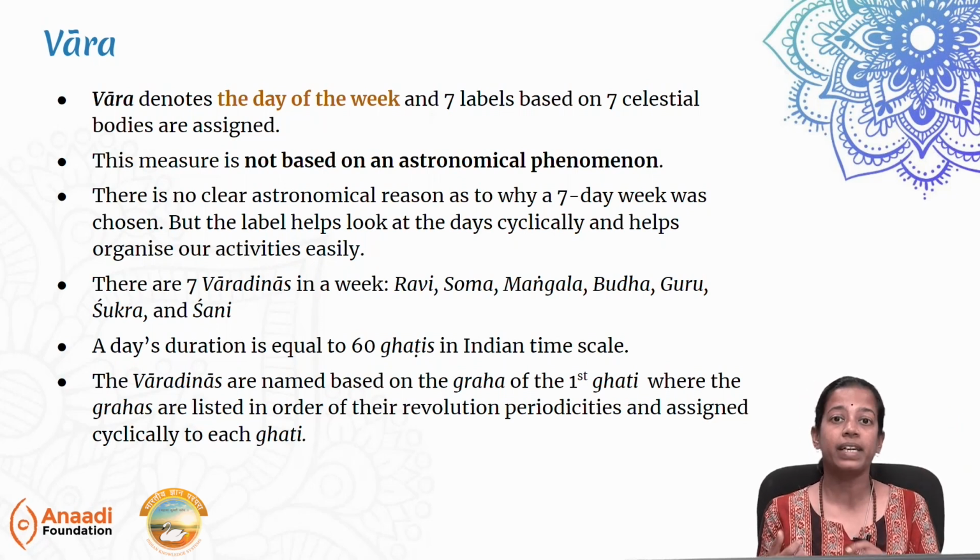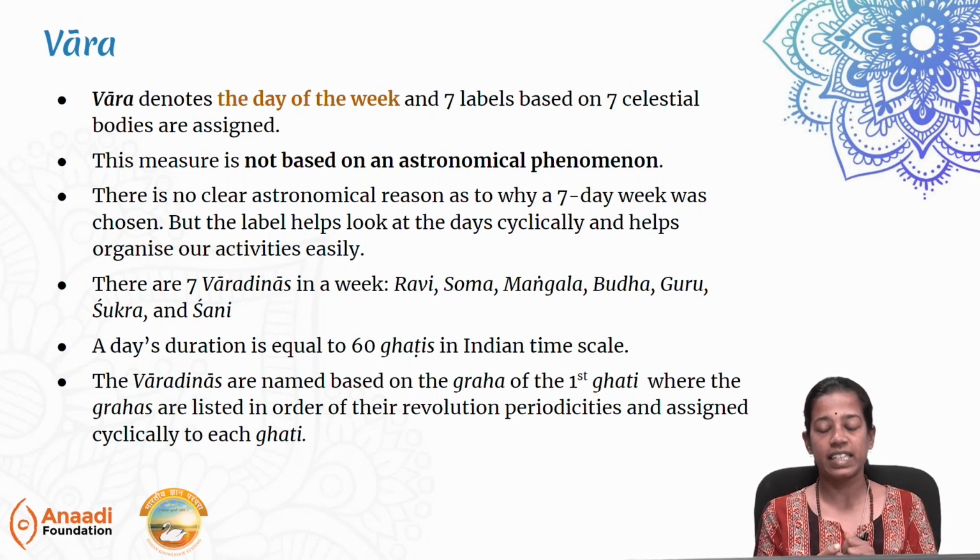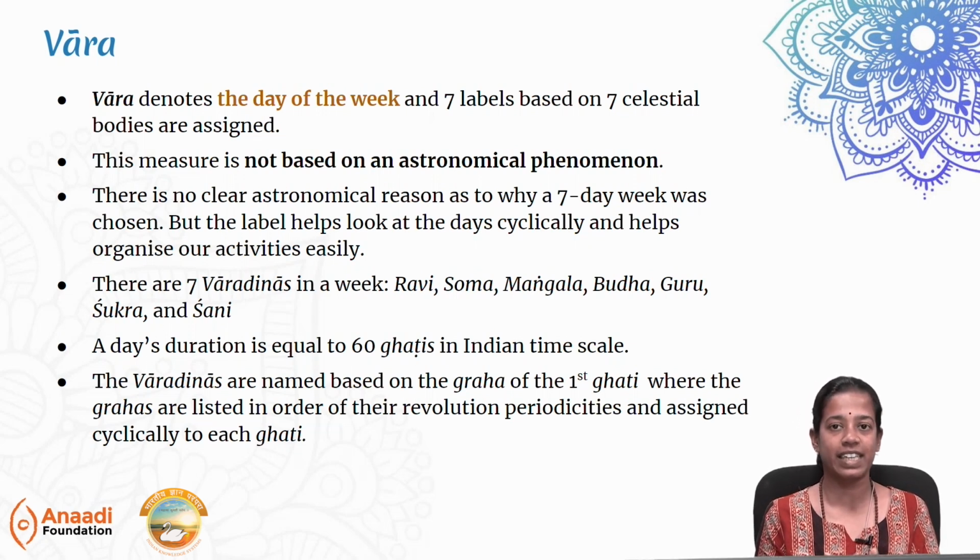We all know that Monday is Somavara, which is assigned to Chandra. Tuesday is Mangalavara, which is assigned to Mars. Wednesday is Budhavara, which is assigned to Mercury. Thursday is Guruvara, which is assigned to Jupiter. Friday is Shukravara, which is assigned to the planet Venus. Saturday is Shanivara, which is assigned to Saturn. And Sunday, as we all know, is Ravivara, assigned to the Sun. The labels have been based on the 7 planets and then they cyclically repeat.